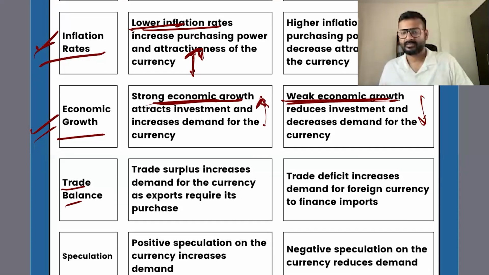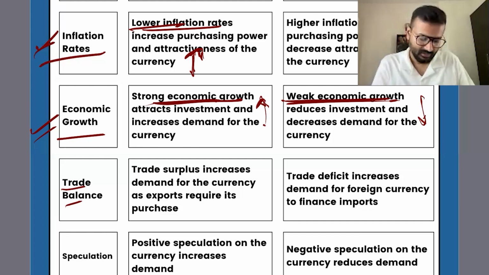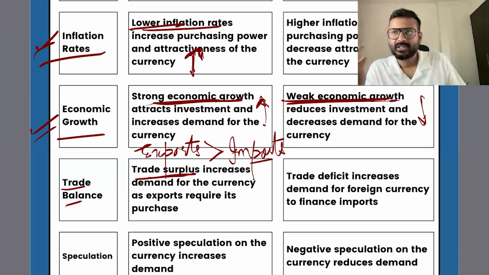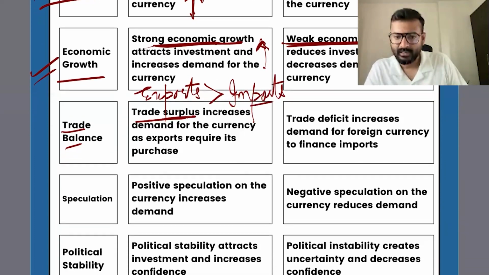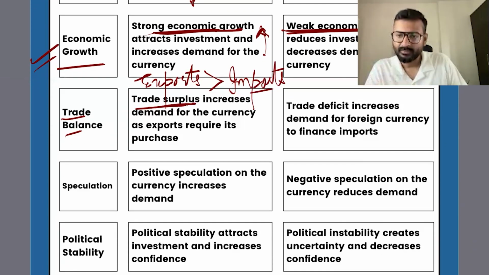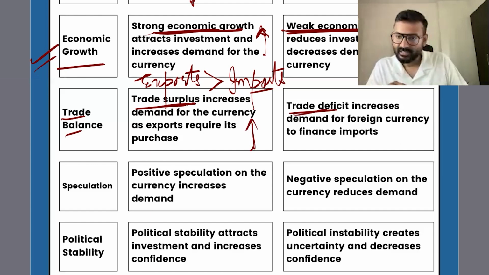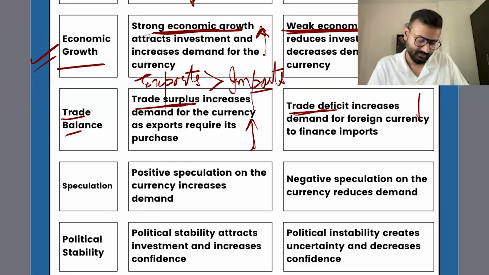Let's talk about trade balance. If there is a trade surplus, right? Trade surplus means exports are greater than imports. Now, whenever you are exporting, a foreign buyer has to procure Indian rupees, only then can they buy India's goods, right? So if there is a trade surplus, the demand for Indian rupees is very high, and when demand for Indian rupees is high, there will be appreciation. Similarly, if there is a trade deficit, imports are greater than exports, so the demand for Indian rupees is lower in that case, and there is depreciation.